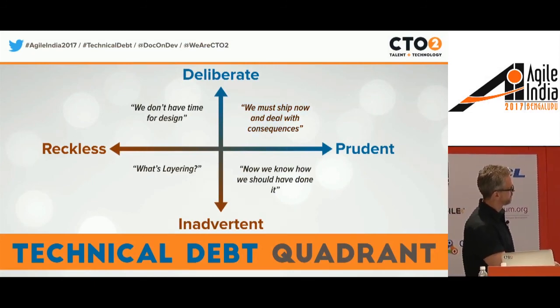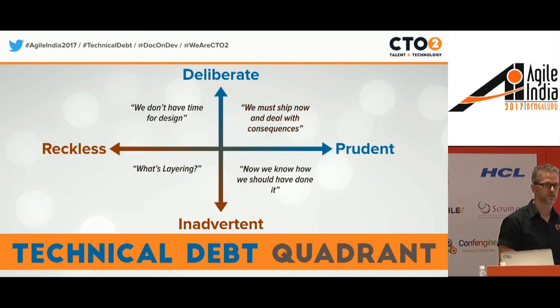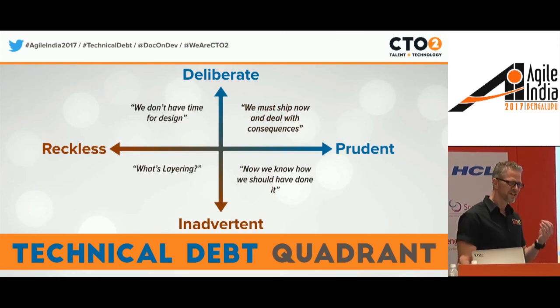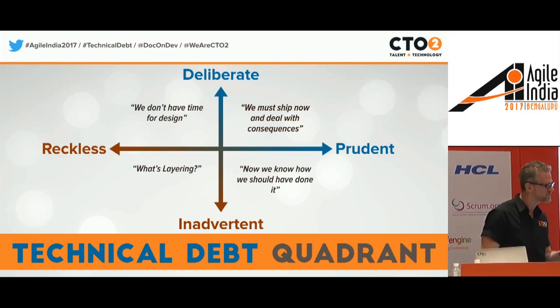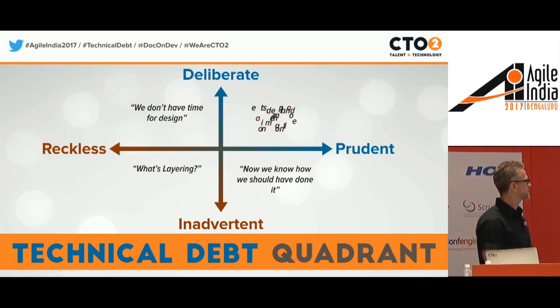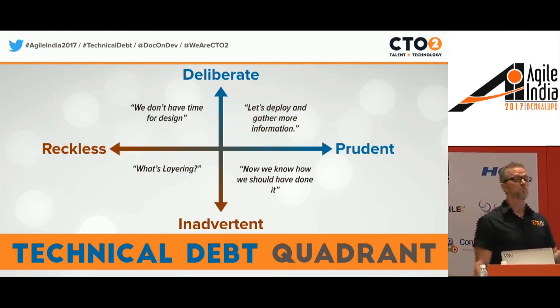Deliberate, prudent. But the wording is, we must ship now and deal with consequences. It sounds deliberate, but it doesn't sound prudent. Dealing with consequences doesn't sound right to me. So I thought I would have preferred that this actually said, let's deploy and gather more information, right?